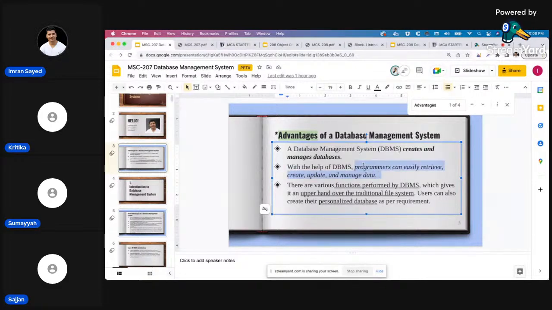Programmers can easily retrieve, create, update, and manage data. Okay. Users can also create their personalized database as per requirement.